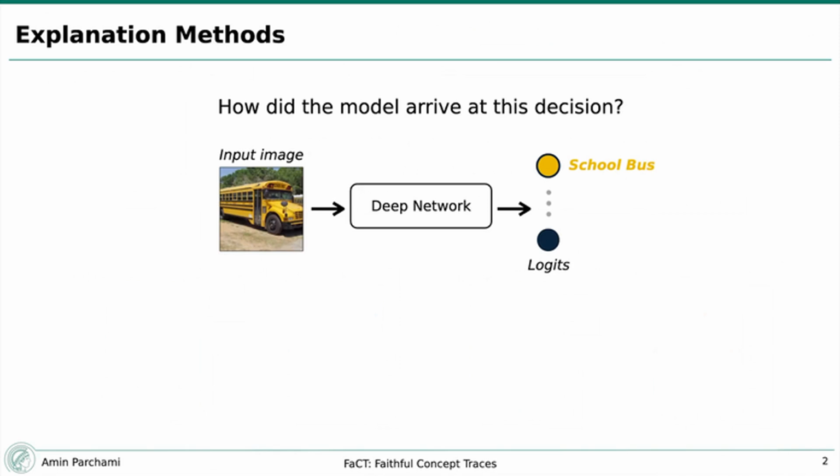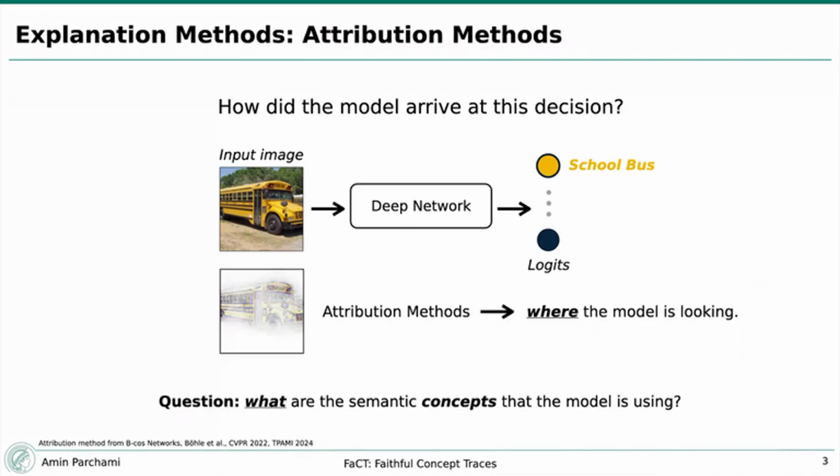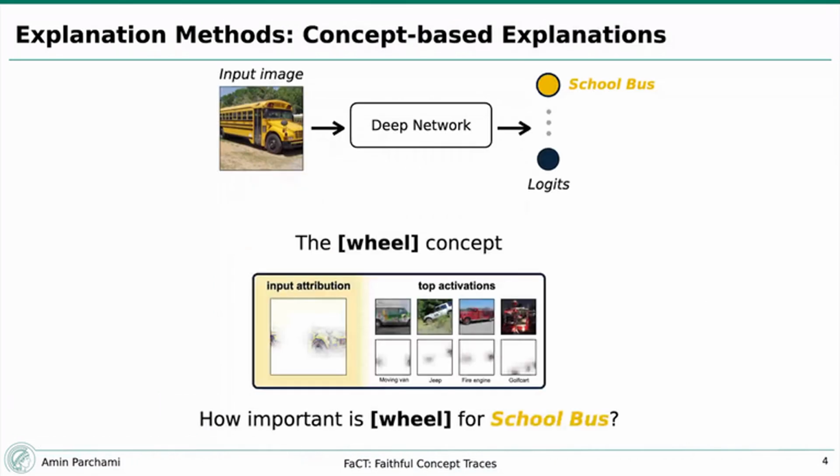Deep networks have shown remarkable performance across different tasks, yet understanding how they arrive at their decisions remains a challenge. In this regard, many attribution methods have been proposed to highlight the input regions that influence the model's decisions, effectively telling us where the model is looking. However, these methods do not tell us what semantic concepts the model has learned and uses for producing its outputs.